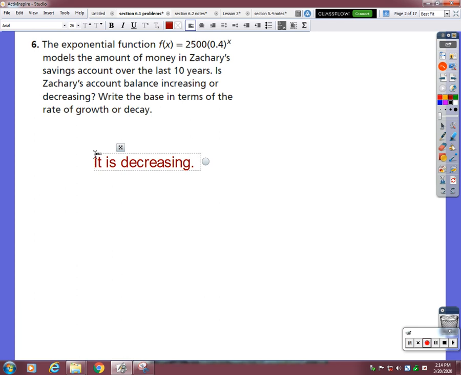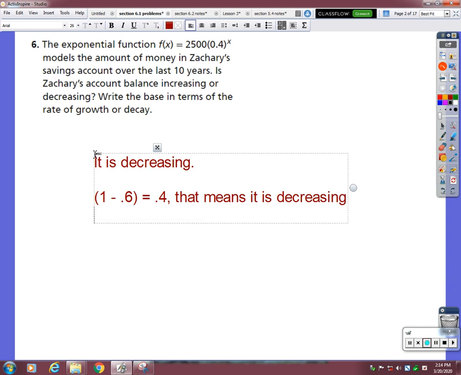Alright, so write the base in terms of the rate of growth or exponential decay. So since it's decreasing, since we're multiplying by 0.4 each time, since 1 minus 0.6 equals 0.4, that means it is decreasing by 60%. Jeez, who is this, Zach? Boy. Decreasing by 60% each year. So he is not saving his money his parents gave him.